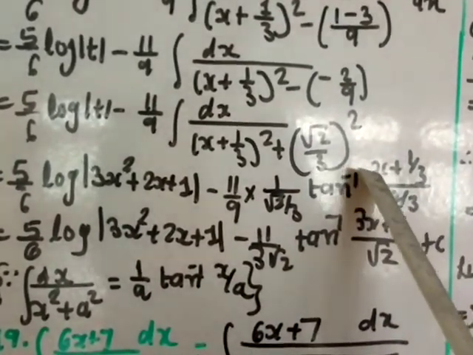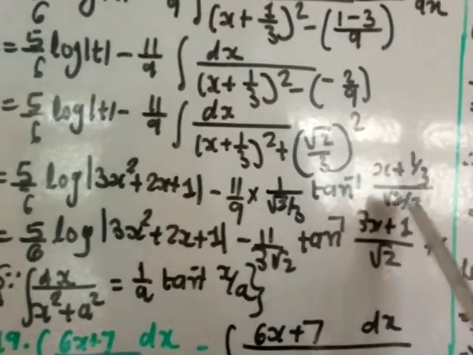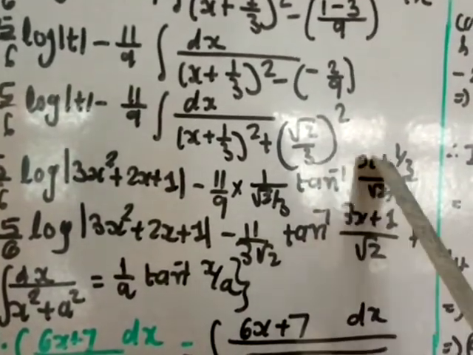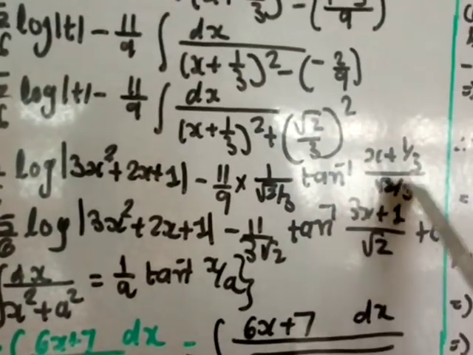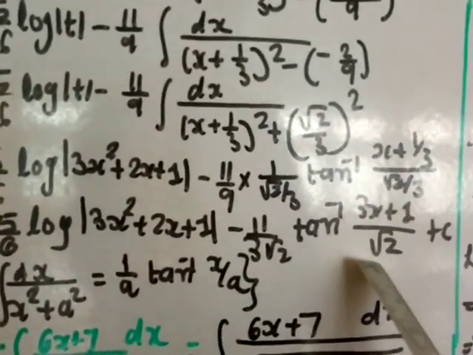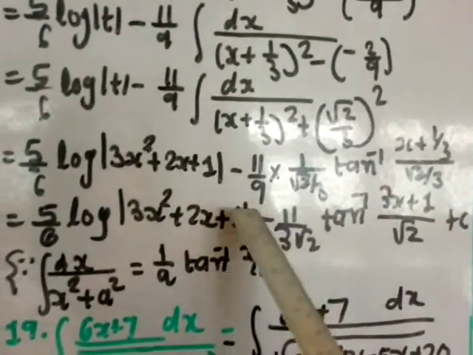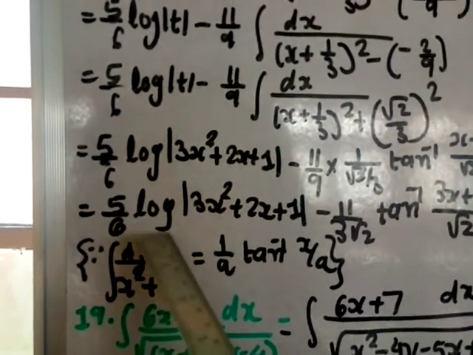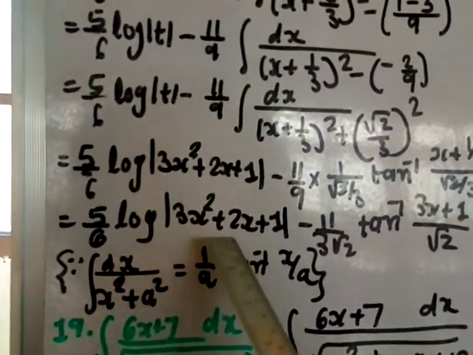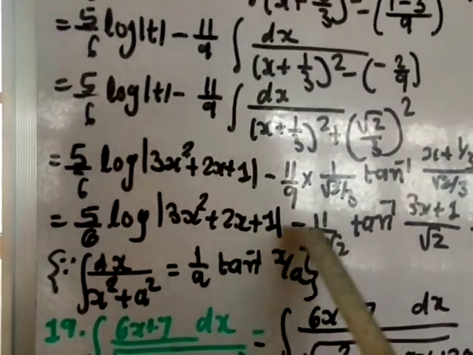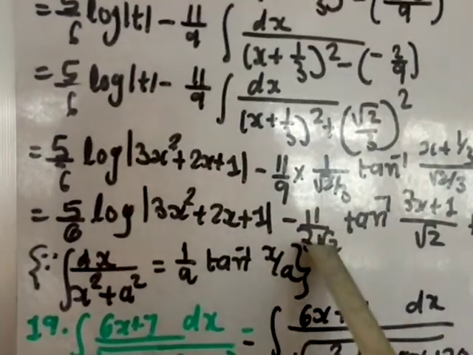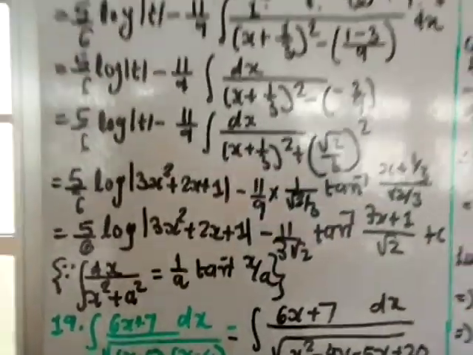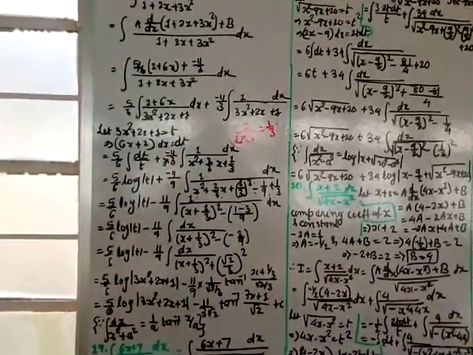Here I am taking LCM, so 3x plus 1 divided by root 2, and 3 will cut, this denominator will cut after taking LCM, not before. So 3x plus 1 divided by 3, and that divided by 3 will cut with this denominator, so remains root 2 here. And here I cut by 3, so I get 3 root 2. So what I get, the answer is 5 by 6 log modulus of 3x square plus 2x plus 1 minus 11 into 1 by 11, 3 root 2 tan inverse 3x plus 1 divided by root 2 plus c. So that is the answer for question number 18.